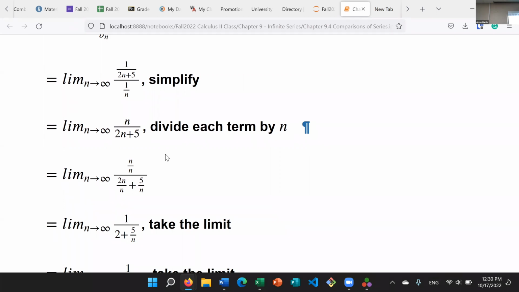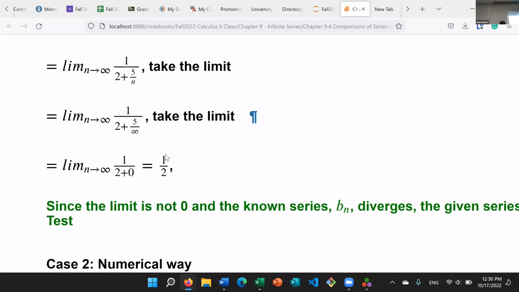Now what do you do? This is an algebra trick we have to do. We're going to divide everything by n, because the highest power is n. So divide every one of them by n. Then what are you left with? It's just 1, that becomes a 2, and that is 5 over n. Now you plug in the limit, n goes to infinity. What do you get? 5 over infinity, which is 0, right? So you got 1/2.